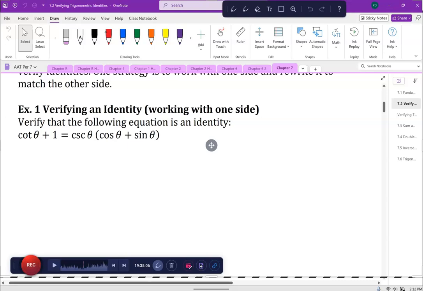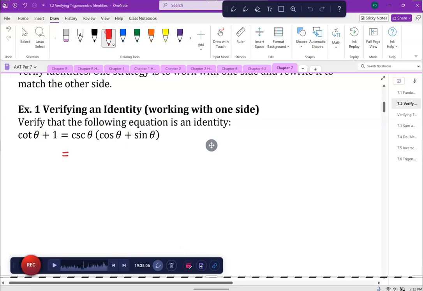It says, verify that the following equation is an identity: cotangent theta plus 1 is equal to cosecant theta times the quantity cosine theta plus sine theta. I look at this and ask, which side looks more complicated? To me, it's the right side. The right side looks a little uglier. We've got parentheses, a sum, multiplication, and three different values. In the left, there's only two. So I'm going to work on the right-hand side.